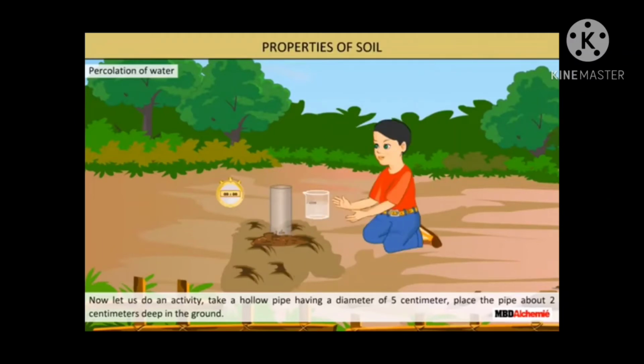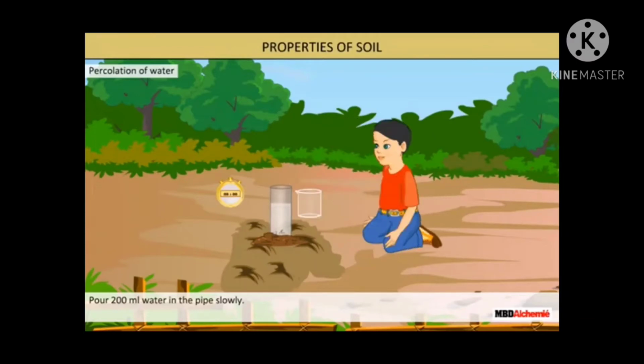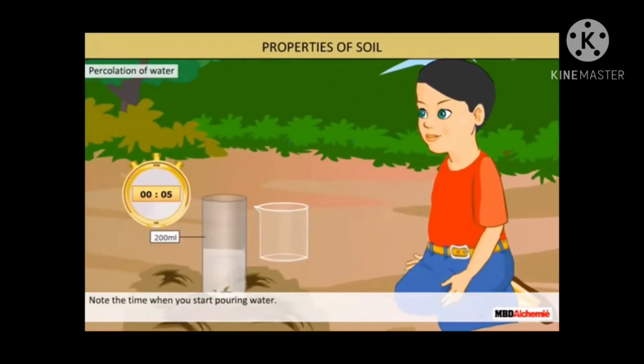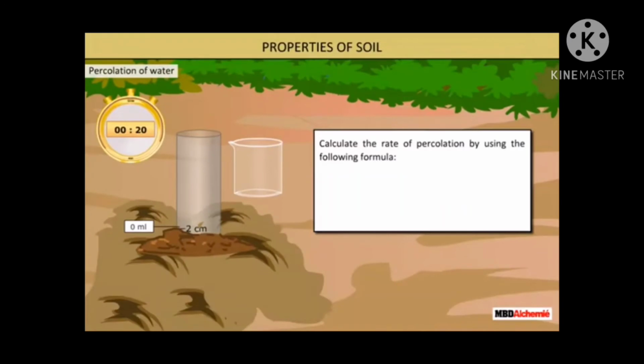Take a hollow pipe having 5 cm in diameter and place it inside the ground about 2 meters inside. Pour 200 ml of water in the pipe slowly. You have to pour slowly, not fast. Note the time when you start pouring water by using a stopwatch. When all the water has percolated, leaving the pipe empty, note the time again. Percolated means absorbed, so whenever all the water is absorbed, just note the time. Be careful, you should not spill or let the water run down outside the pipe.